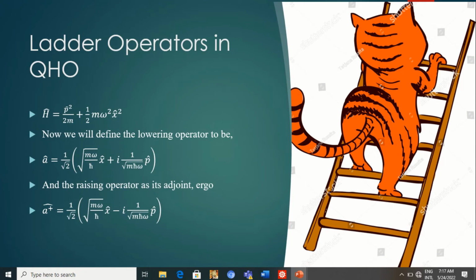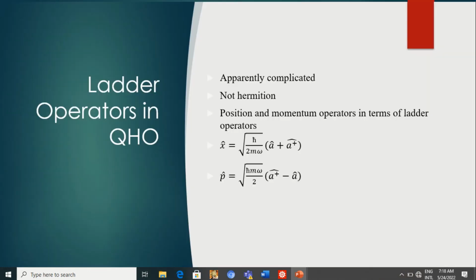Now you guys would be thinking, what the hell is this thing? Why are we going so complicated? Why are we defining those ladder operators to be so complicated? Of course, this linear operator has a tricky choice of prefactors, but as you will see, it will turn out to be a very nice choice. Apparently it's complicated. It's not Hermitian, which implies that it is not an observable. Ladder operators are not observable.